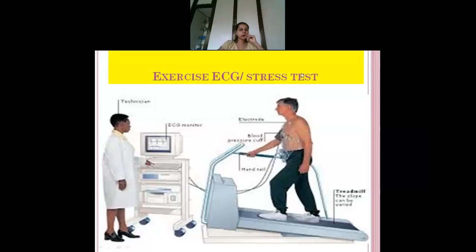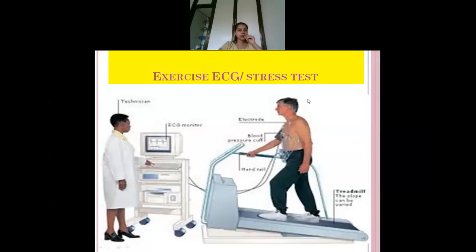So good afternoon all. We'll be continuing with the diagnostic procedures. We have already dealt with the blood investigations like cardiac enzymes, then lipid test. Next we moved on to Holter monitoring, chest X-ray. Now next we will move on to exercise ECG, which is also called a stress test.